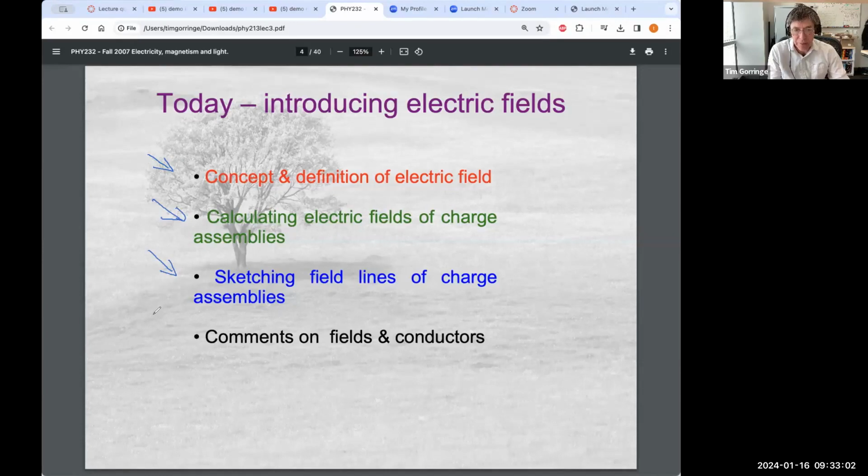And then finally, after calculating and sketching electrical fields, I'm going to make some comments on electrical fields related to electrical conductors. Now, it's possible I won't get to this topic. It's possible we'll move this topic to the next class, but I'm hopeful, I guess I would say. Okay, so that's the plan. You're going to have to be patient with me with the drawing pad.